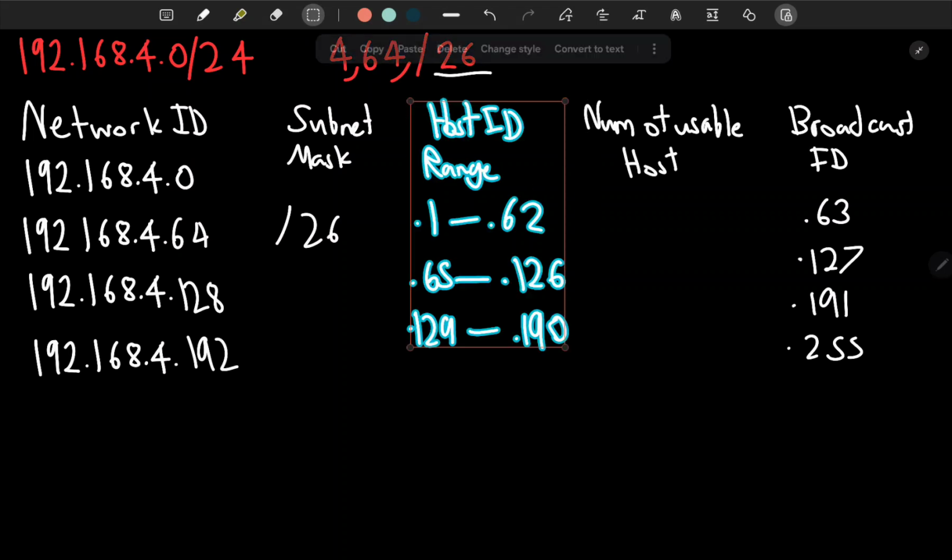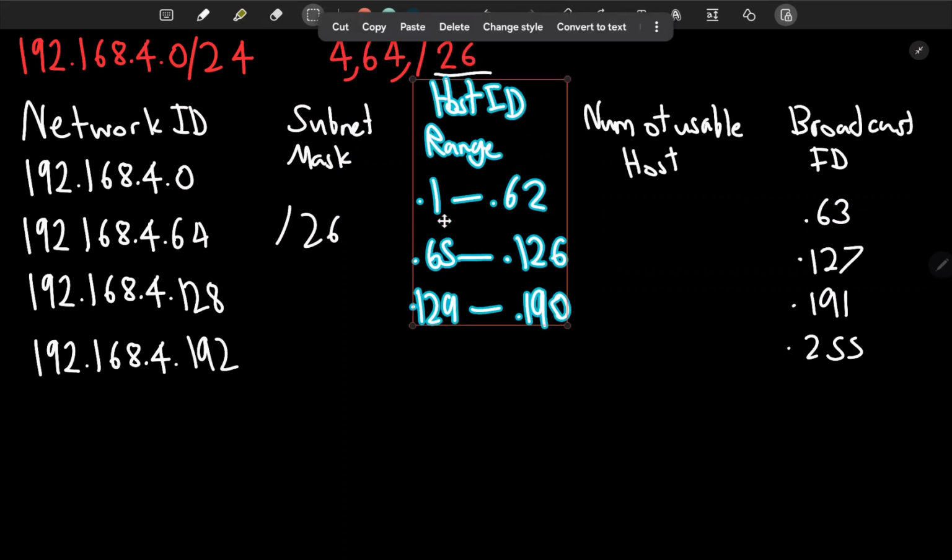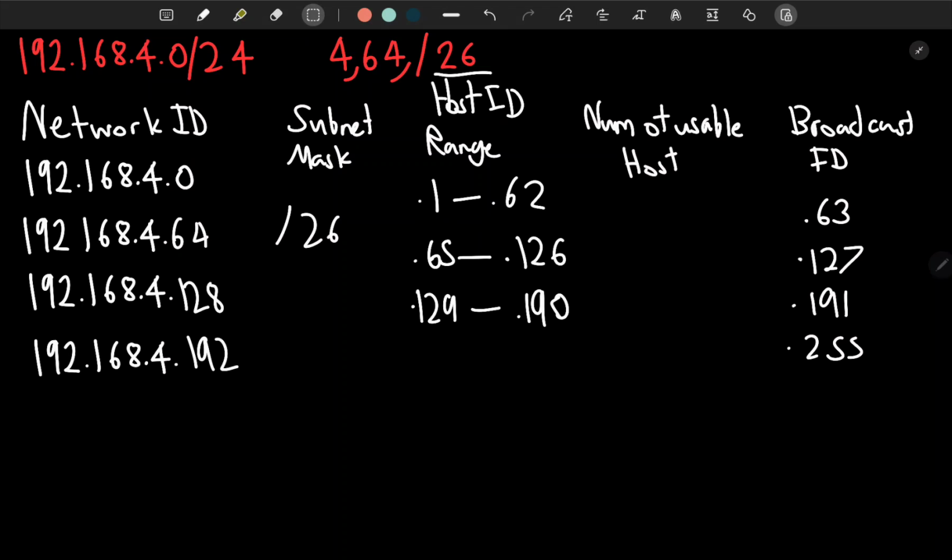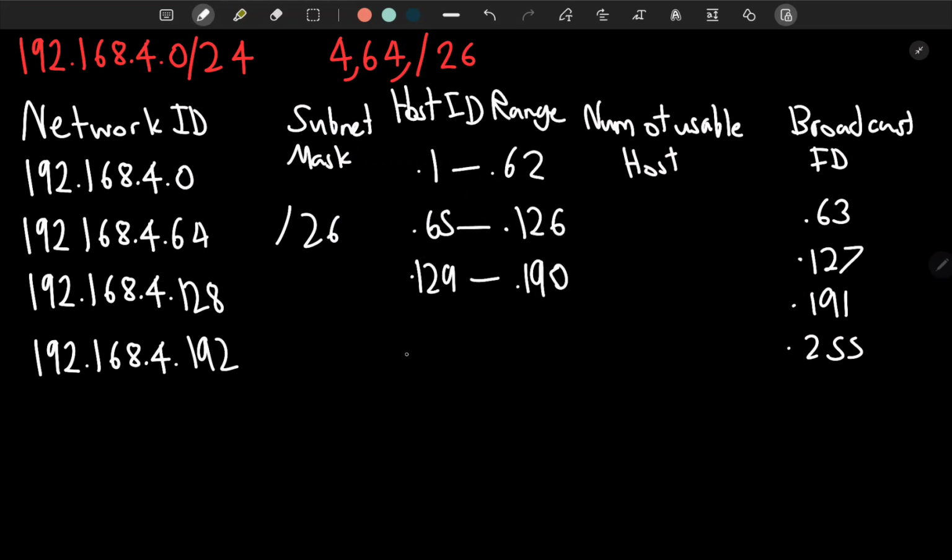And I just realized we can move this up actually. It's not arranged properly, so this aligns with this one. Let me just underline this if this is not making sense. Yes, so now it makes more sense. 193 till 255 minus 1 is .254, and now the number of usable hosts will be 62 for each of them, since two of the 64 are used, one for the network ID and one for the broadcast ID.